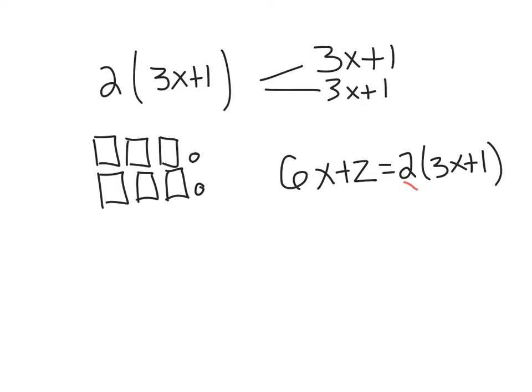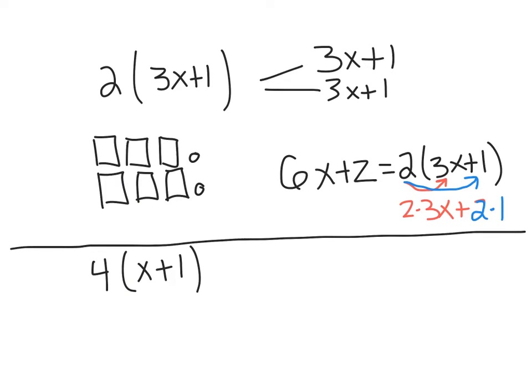And if we look at our original expression of 2 times 3x plus 1, that should look okay, because what we did here was 2 times 3x plus 2 times 1. And that gave us 6x plus 2.